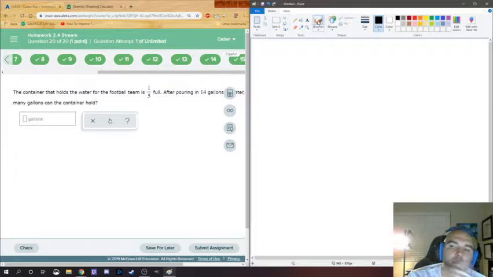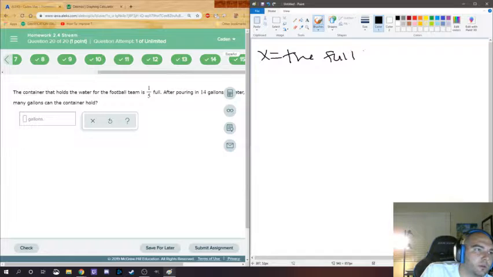So here's the deal. We have 1/5 full of a tank, right? Plus, they add in 14 gallons, and that makes it now 7/10 full of the entire thing. Now here's the deal. I'm going to do a little extra on this one. I'm going to write a first thing that says x equals, and I'm going to describe what x is. The full container. X is the full container, like how much the full container can hold, right?